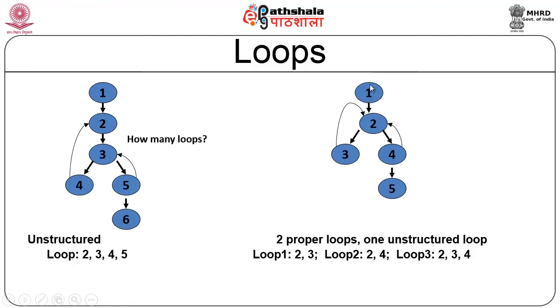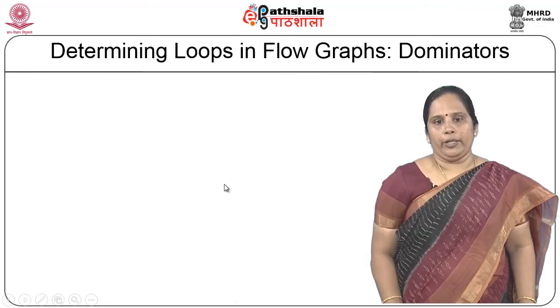So, loop 1 is 1, 2, 3 and then going back, this is going to be one loop, and then 2 to 4 is one more loop, then 2, 3 and back here, and then coming back to 4 it will be another path. So, you have to ensure that your loops are going to be structured as much as possible with a single entry and a single exit point.